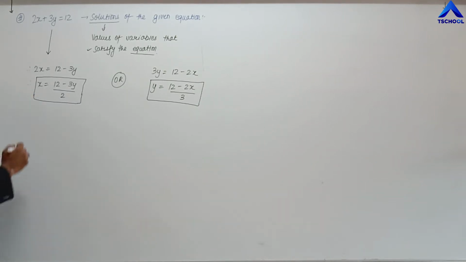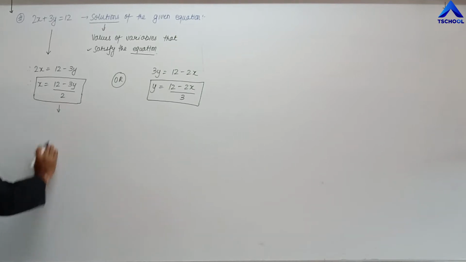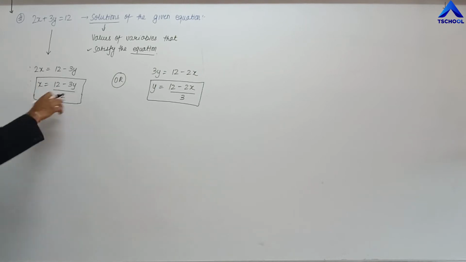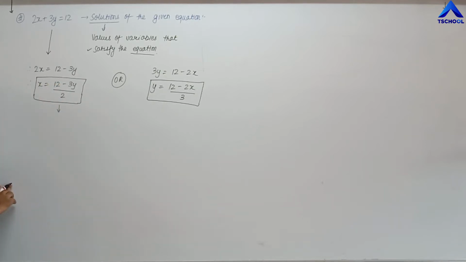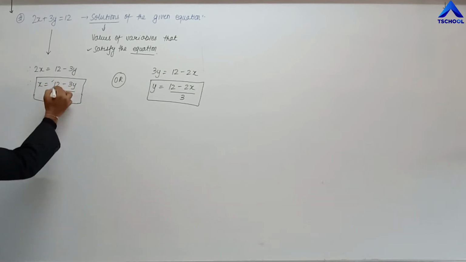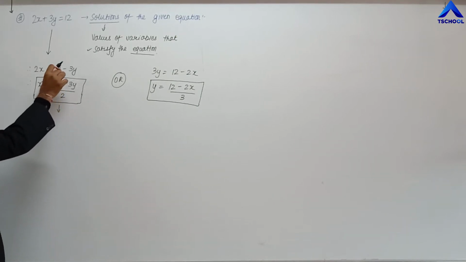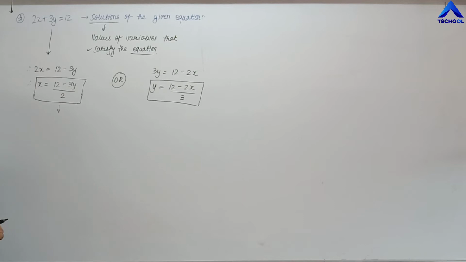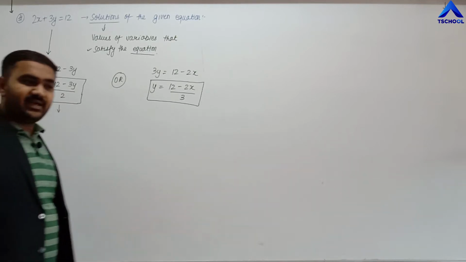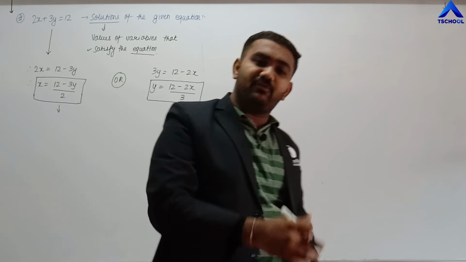Now let us go for this method here, the first one. Okay, now see friends, what is this? This is the value of variable x, and that is in terms of y, because this 12 is constant, this 2 is also constant. What is the variable remaining here? That is y. So if I take different values of y, then I shall get different values of x respective to that y.